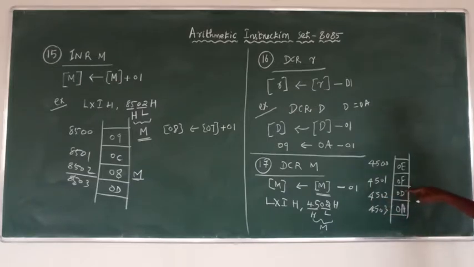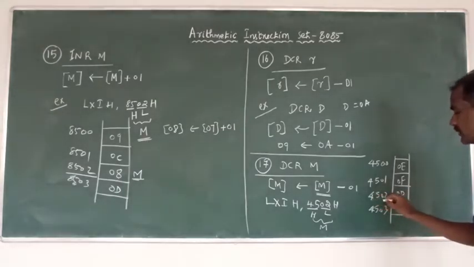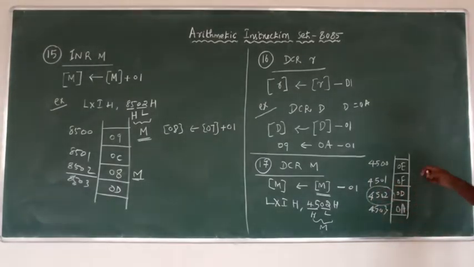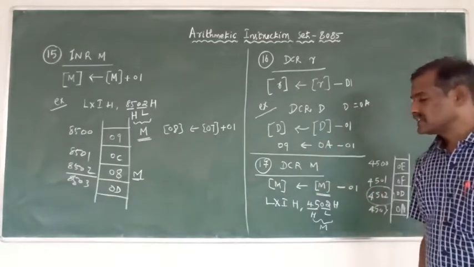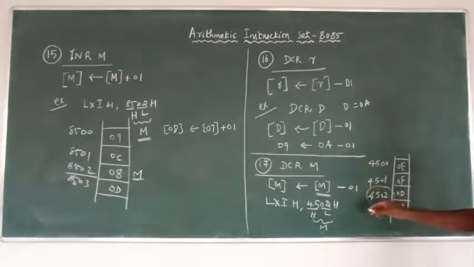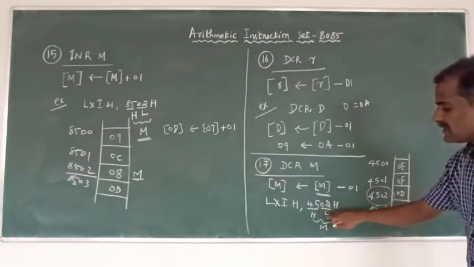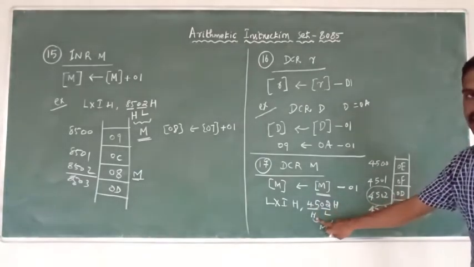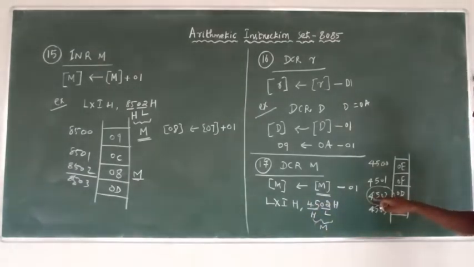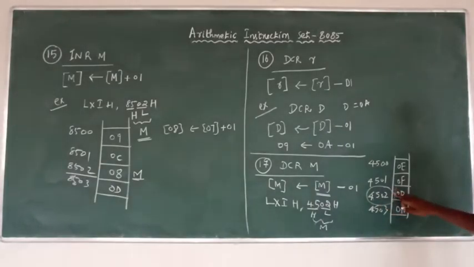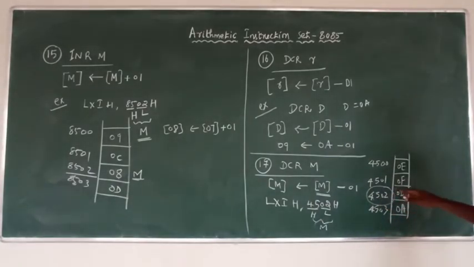Now to decrement the data at the 4502 address location once. This is called memory. At that time we can use the instruction DCR M. The memory address is initialized in the HL register pair, and the data there is 0D, which we decrement once.